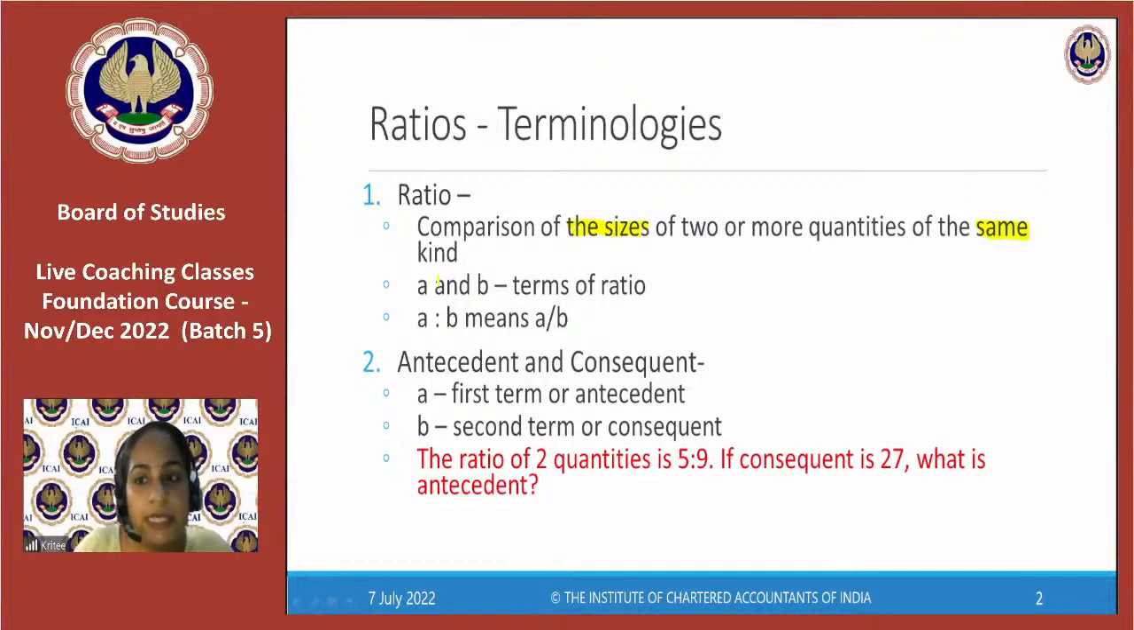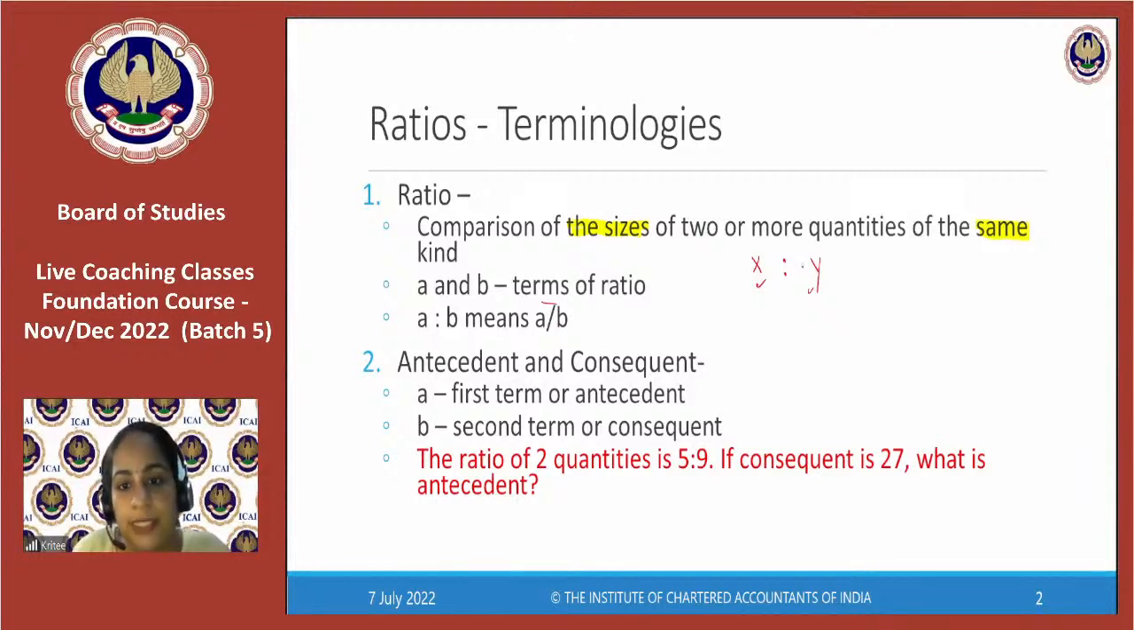In the ratio, we have two terms, taking A and B as an example to make it simple. When we say ratio, there have to be two or more quantities. So let one quantity be X and the other quantity be Y. When they are compared with each other, in comparison to Y, what is the size of X? That's what ratio is about. X and Y here stand for the terms of the ratio.